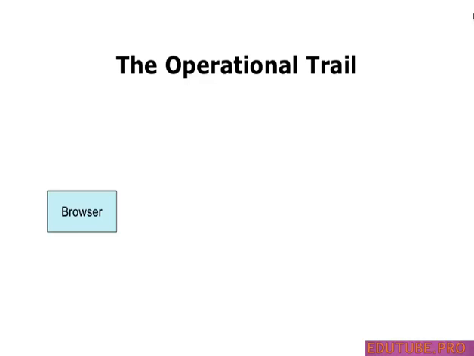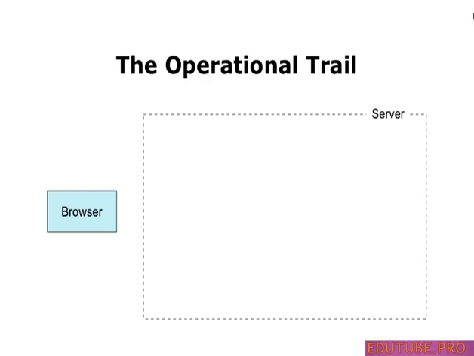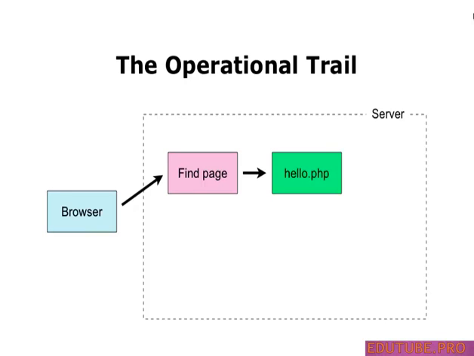So we have our browser, and we have our server. And that's our web server that we've set up, Apache in this case. And our web browser will make a request to the server to find a page. That page will then be located on our hard drive, which would be hello.php. Then, because it has the .php extension, it tells the server that it needs to process that as PHP and look for those PHP tags in there.